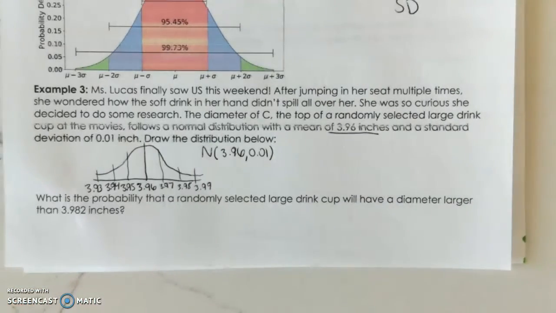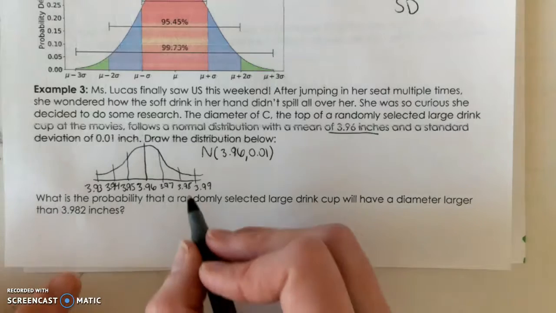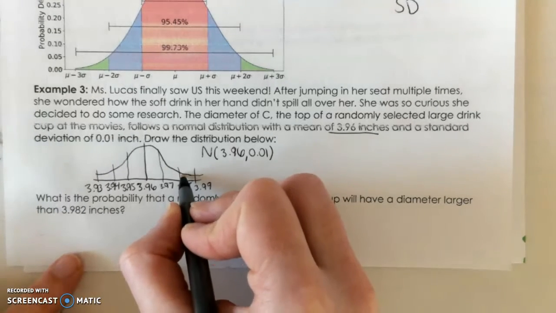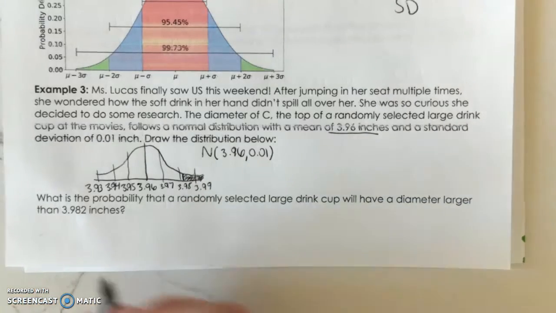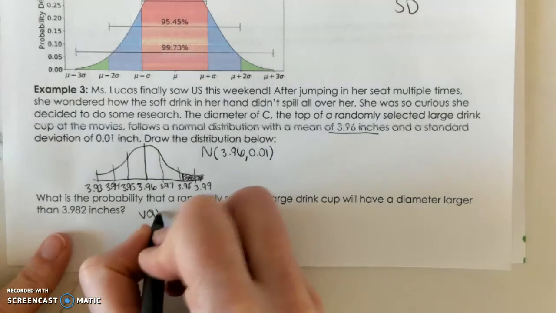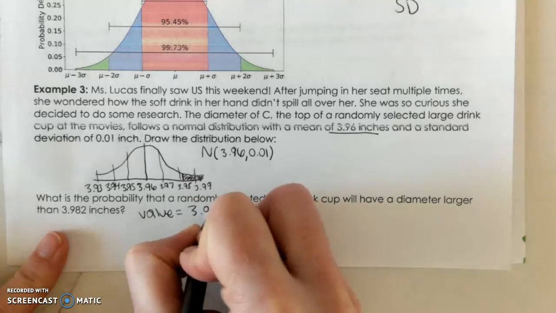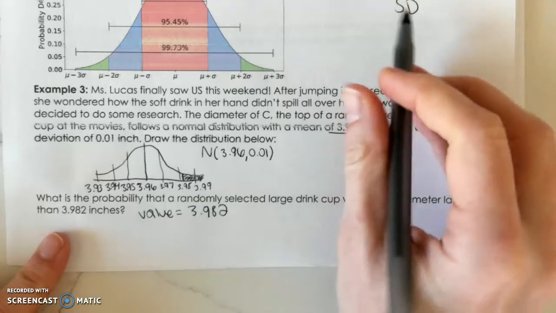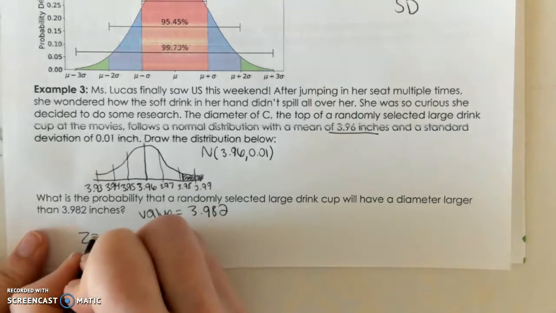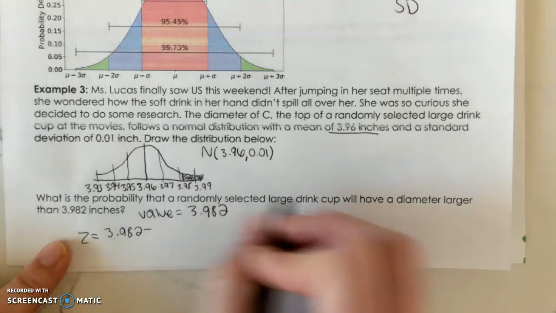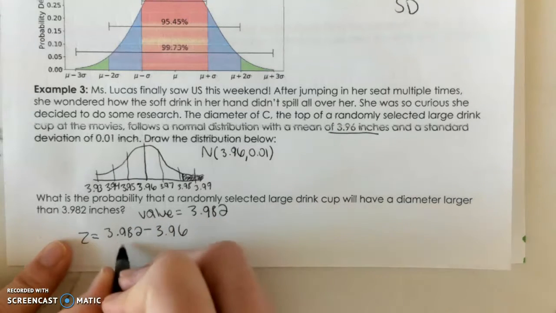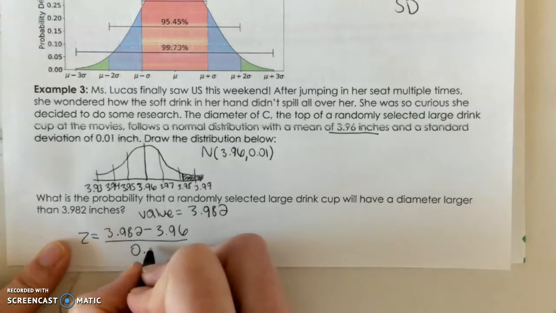All right, what is the probability that a randomly selected large drink cup will have a diameter larger than 3.982 inches? All right, 3.982 will be about here, and it says larger, so I'm going to shade to the right. So I'm trying to find this area, right? So that would mean my value is equal to 3.982. Let's plug it into the z-score formula. So z equals 3.982 minus the mean of 3.96, all divided by the standard deviation of 0.01.